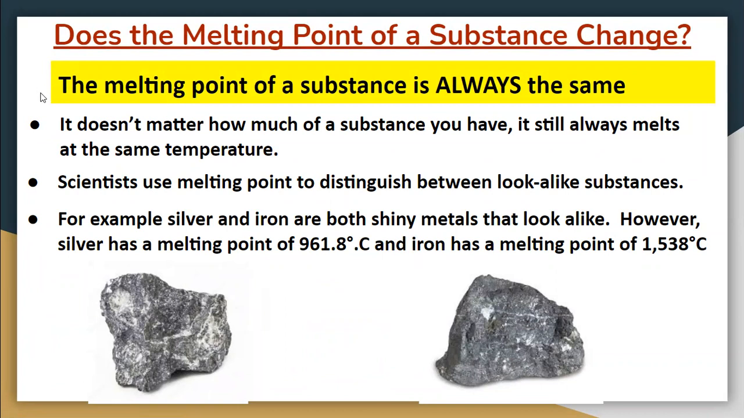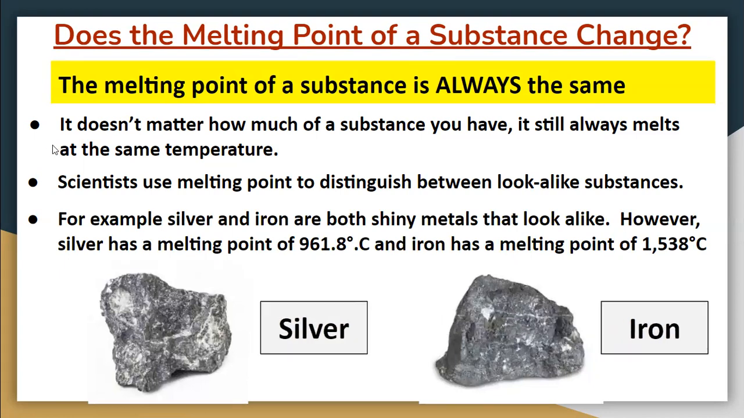So if you try to melt one of them and it melts sooner than the other, if you can get it to that high of a temperature, you will know which one is silver and which one is iron. So silver is on the left and iron is on the right. Did you know that? Did you guess that? Good.